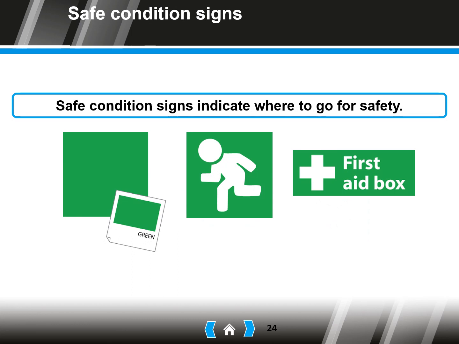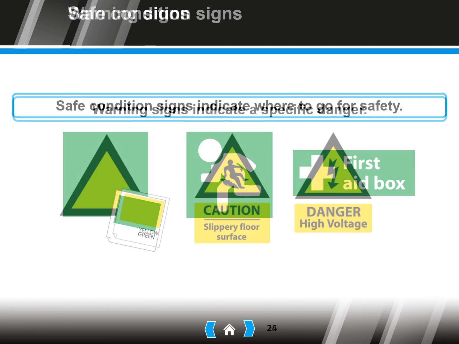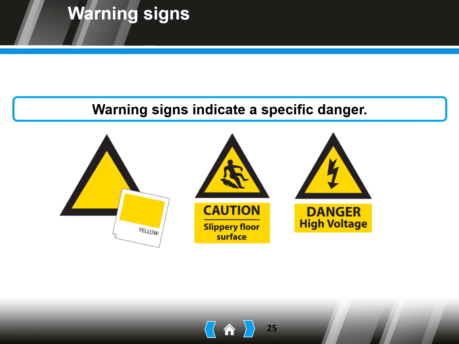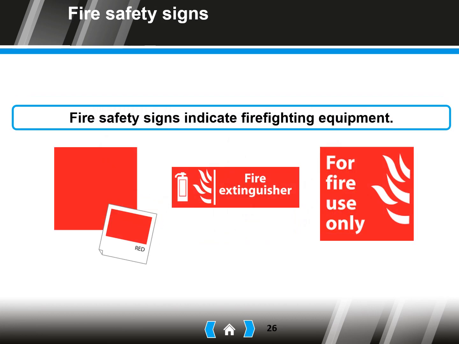Safe condition signs indicate where to go for safety. So it could be a fire exit or telling you where your first aid boxes are. And your warning signs to indicate a specific danger are normally yellow. Slippery wet surface, you see them in workplaces where they put the yellow cones out, don't you? And on electrical cupboards, danger, high voltage. And fire safety signs indicate firefighting equipment, for your fire extinguisher or your fire blankets in the kitchen areas.